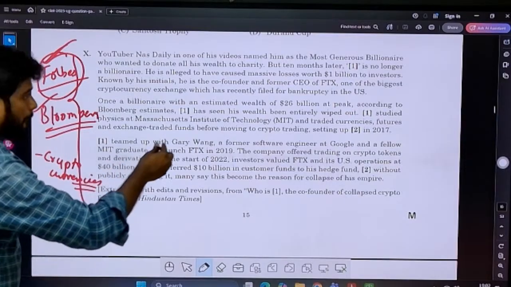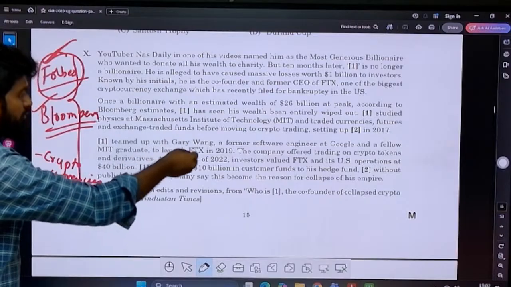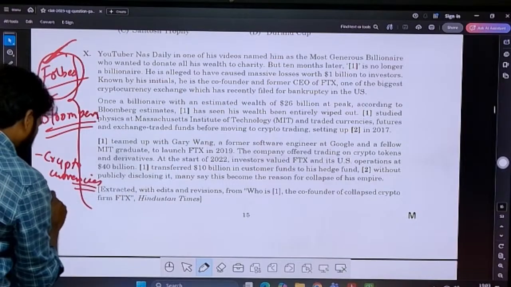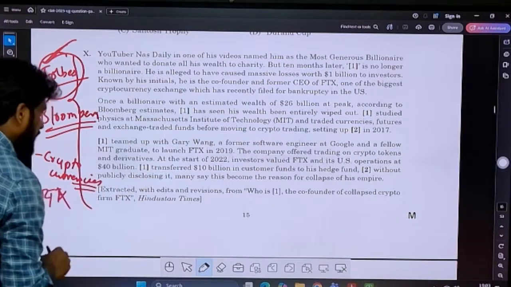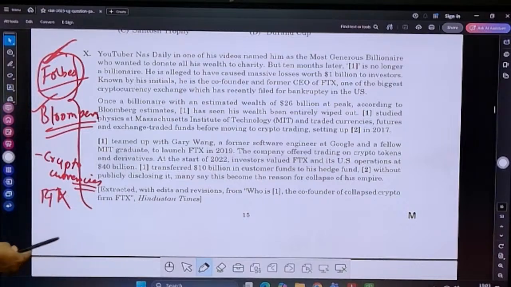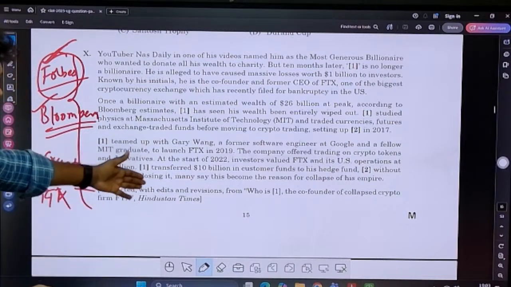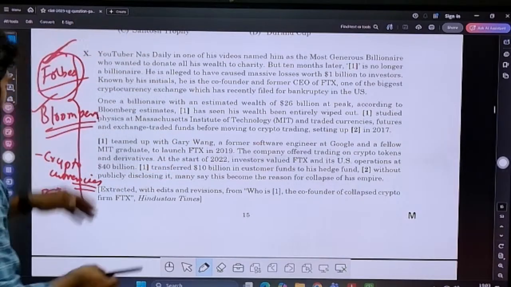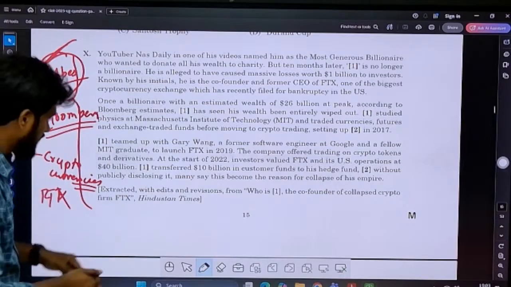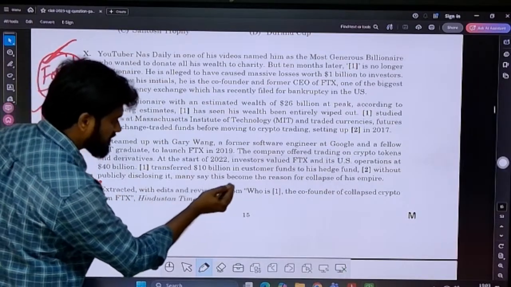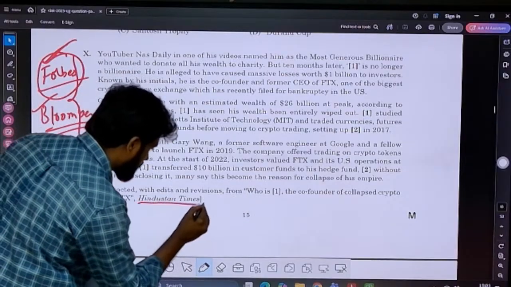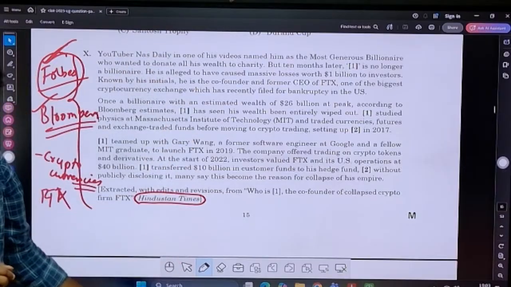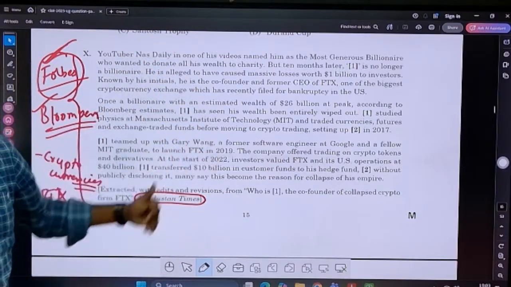Next one. One teamed up with Gary Wang, a former software engineer at Google and a fellow MIT graduate, to launch FTX in 2019. So, what is FTX? Okay. In 2019, the company offered trading on crypto tokens and derivatives. At the start of 2022, investors valued FTX and its US operations at $40 billion. So, this entire thing is about what? Extracted with edits and revisions from the Hindustan Times. From a newspaper only, ఇదంతా వచ్చింది అంటున్నాడు వాడు. Because this was in global news, cryptocurrencies గురించి.